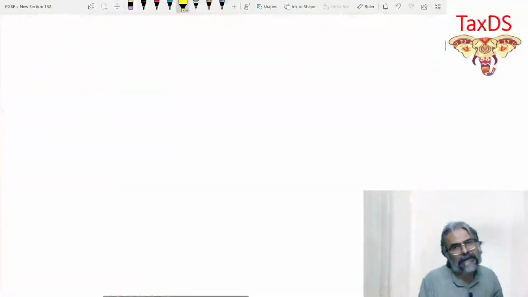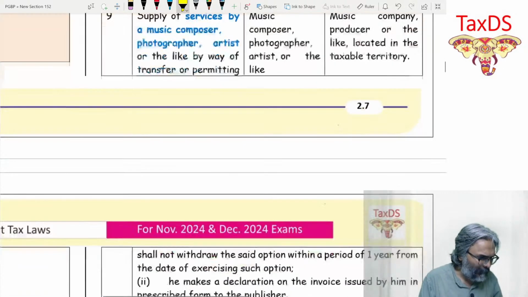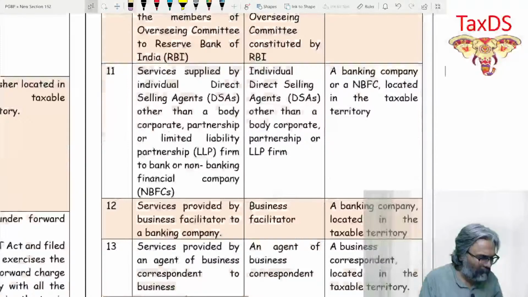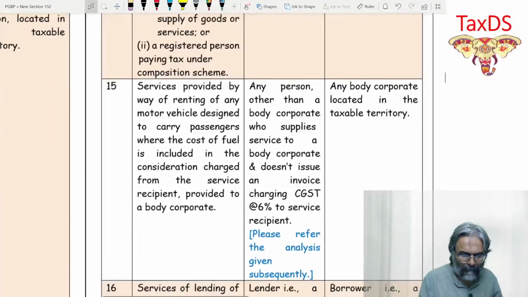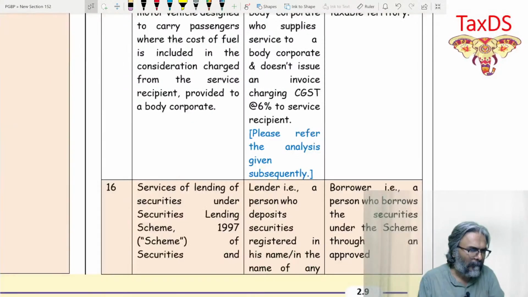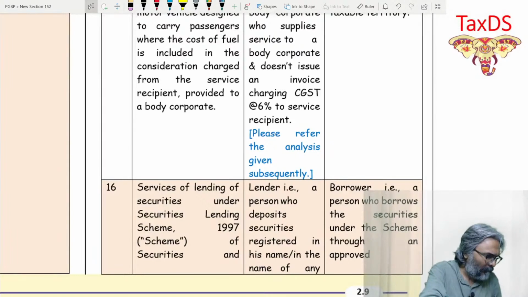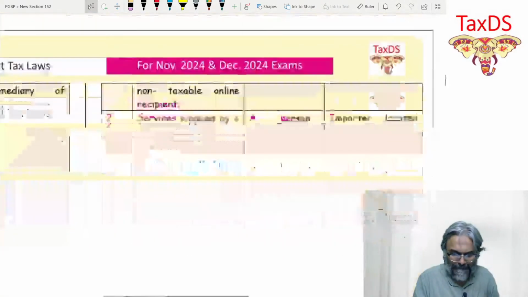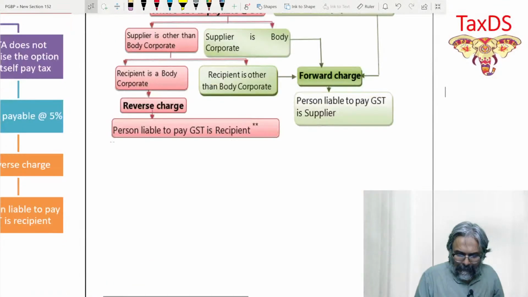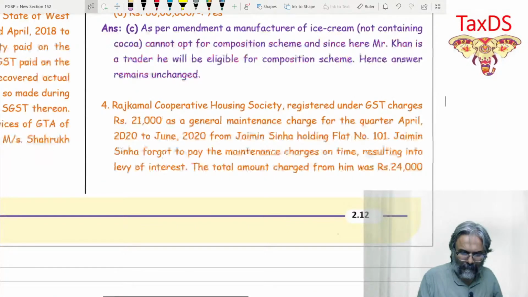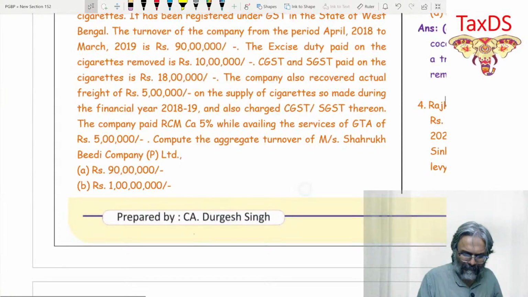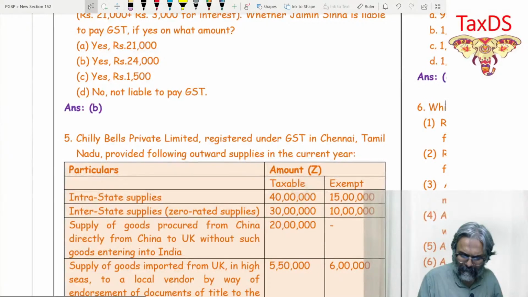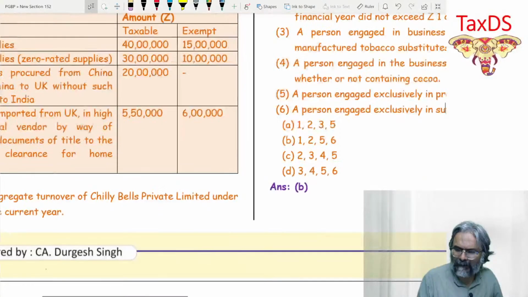If that is the case, students, then let's begin now with the question and answer. All set, students? All of you? MCQs, students, I'll do towards the end. MCQs are simple. Let's come to the practical question on the composition scheme first.